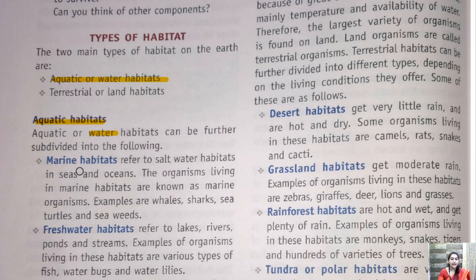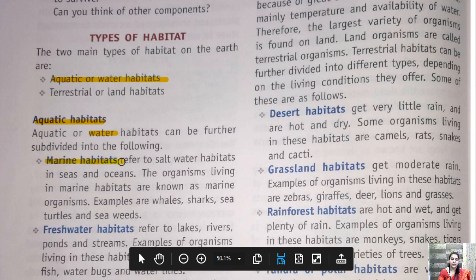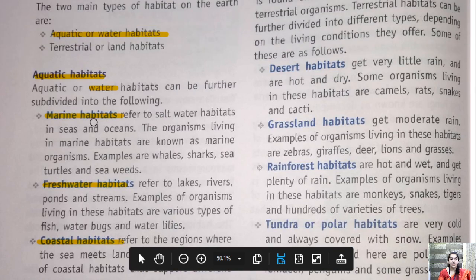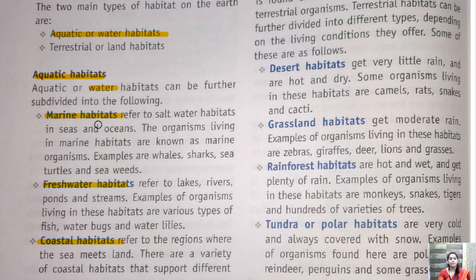Okay. They are again subdivided. Marine habitat, freshwater habitat and coastal habitats. Marine is where the water is salty. Jahan pe pani kaisa hai? Namkeen hai, jisme pani mein namak hai. So this salty water we can find in sea and ocean. Isn't it?